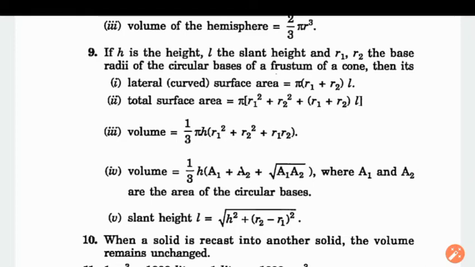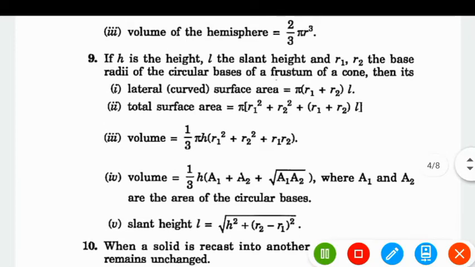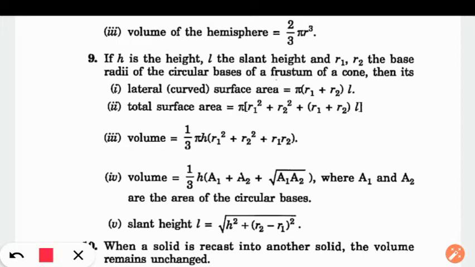Number 9. So point number 9 is about frustum. Now what is frustum? The shape of the drinking glass which we use generally in our home. That shape is known as frustum. And how do we get frustum? It is actually a section of a cone.